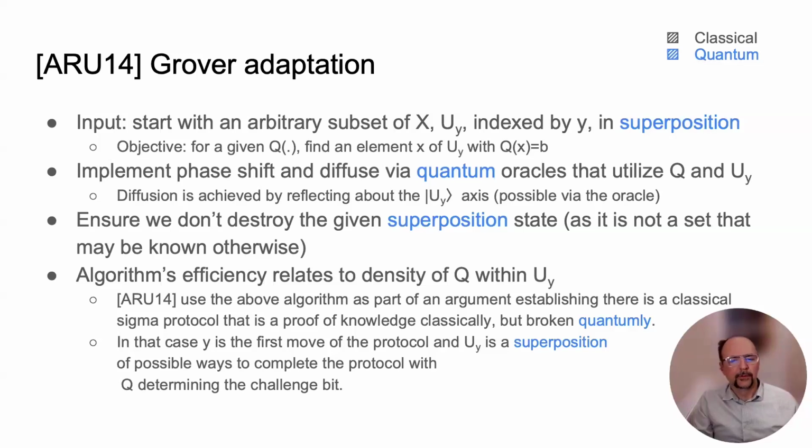They go to this trouble because they want to establish an argument that there are some classical sigma protocols that are proofs of knowledge, but are impossible to extract from in the quantum sense. So there is a quantum prover that can be convincing, but it's just impossible to extract knowledge from that prover. And this fundamentally comes from this pick one technique.